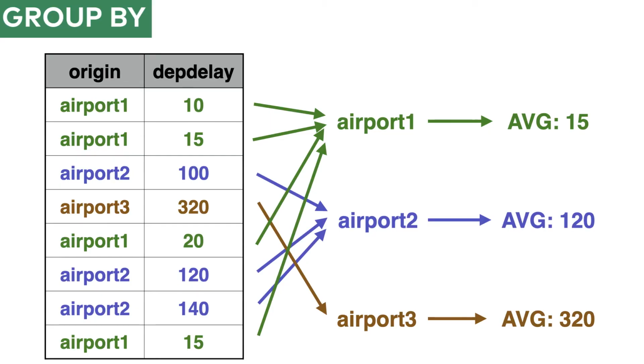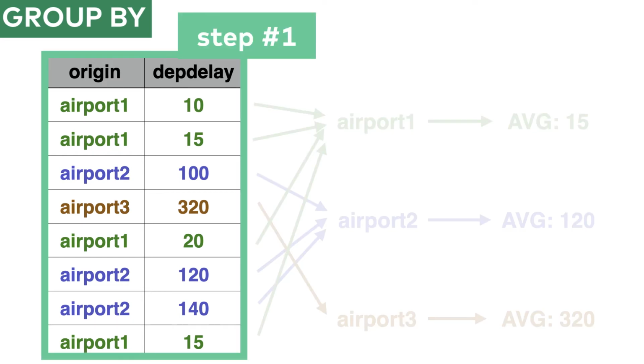Here's a simplified chart showing how SQL performs automatic segmentation based on column values. The process has three important steps. Step 1, specify which columns you want to work with as an input. In our case, we want to use the list of the airports, which will be in the origin column, and the departure delays, which will be in the dep delay column.